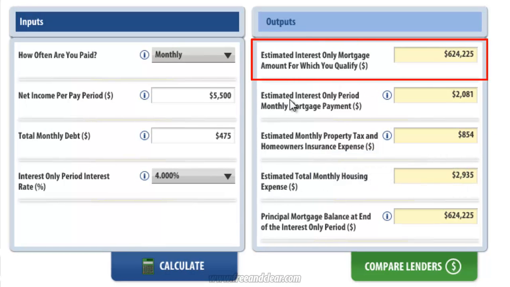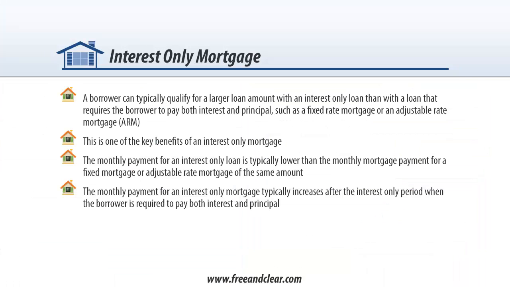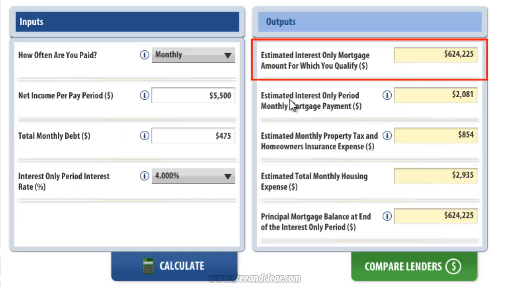The first output is the estimated interest-only mortgage amount for which you qualify. It's important to highlight that a borrower can qualify for a larger loan amount with an interest-only loan than they can with other loan types, such as a fixed-rate mortgage that require the borrower to pay both interest and principal over the life of the loan. The ability to qualify for a larger loan amount is one of the key benefits of an interest-only mortgage.